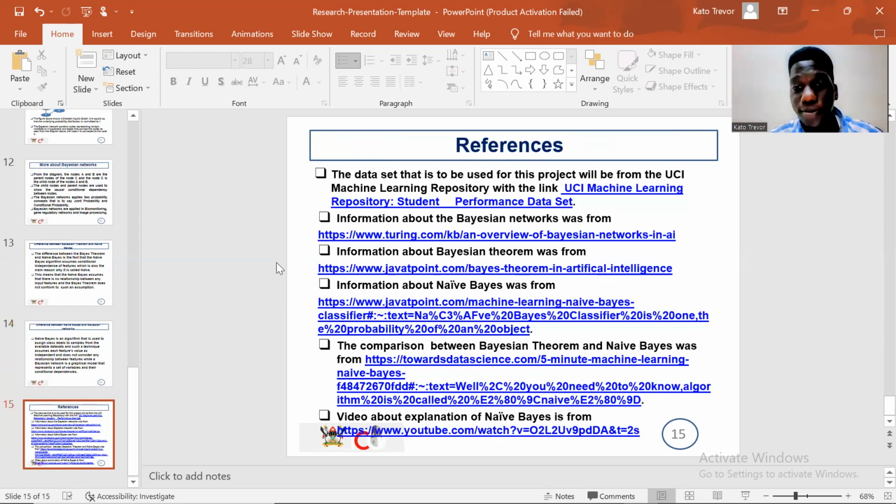These are the references that I used for this data. I'll start with the dataset that I'm going to be using from the UCI machine learning repository. I'll be basing on the student performance dataset. It has all these different attributes, features of the children that I am planning to use for my AI project.